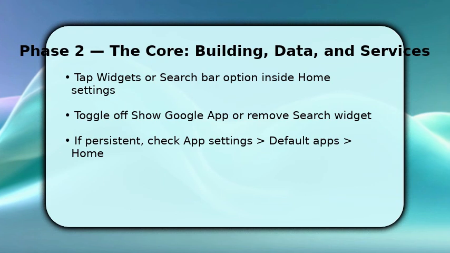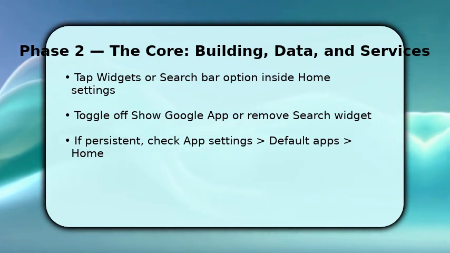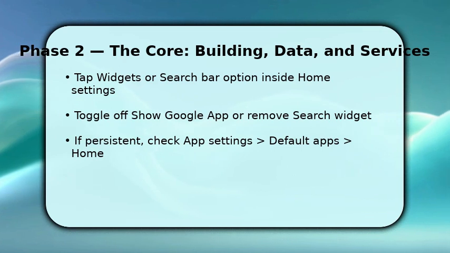You'll see the Google Search widget option. Turn off Show Google App or remove the search widget. This deletes it from the home layout and stops the persistent bar.